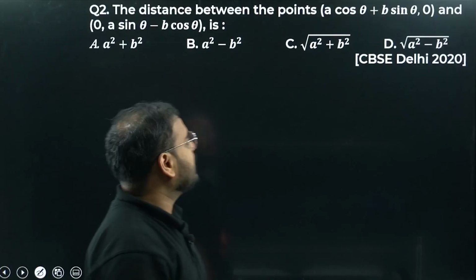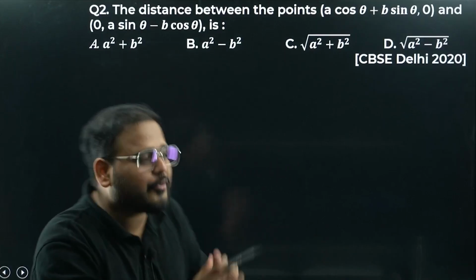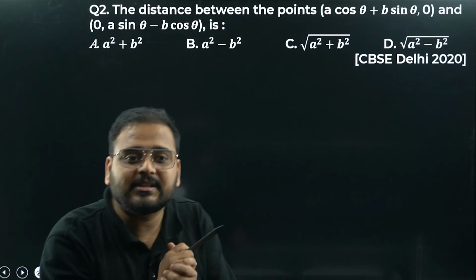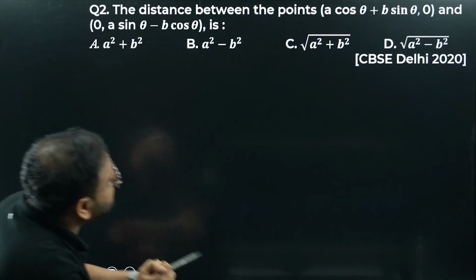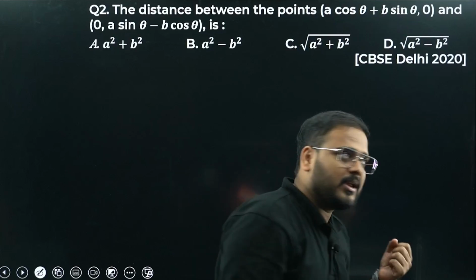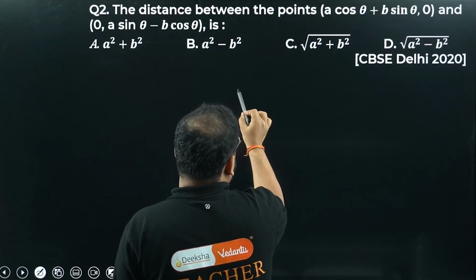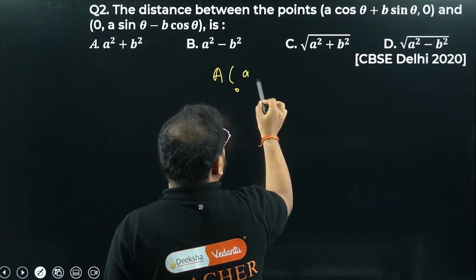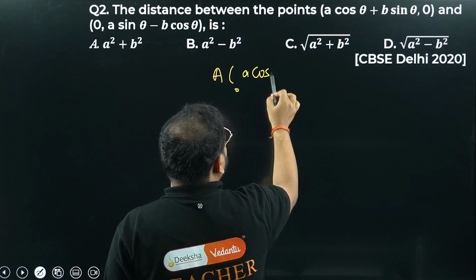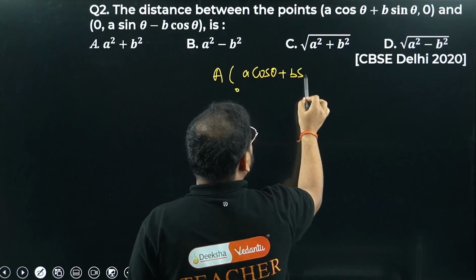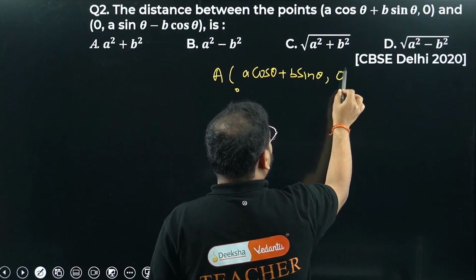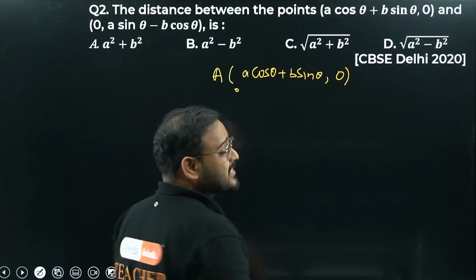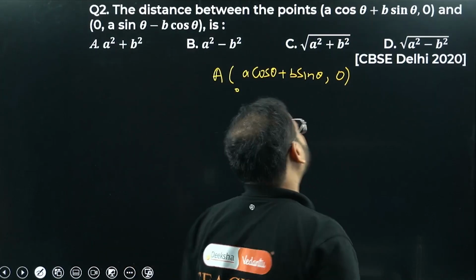Question number 2, again an MCQ, all of you can solve it. Asked in CBSE Delhi paper 2020. Let's see the distance between the points A cos theta plus B sin theta, comma 0. Let's write it. A point is over here, and its coordinate is A cos theta plus B sin theta, comma 0, meaning the X coordinate is the big one and Y is 0. It means it is on the x-axis, right, sir? Yes, sir.